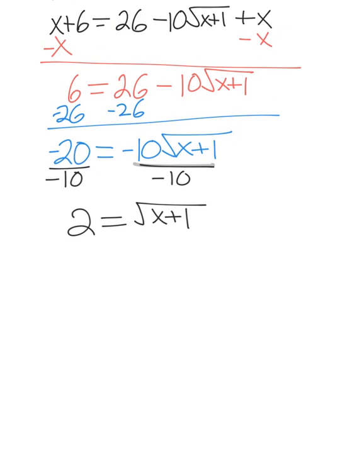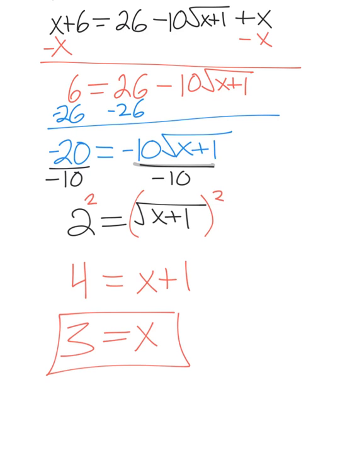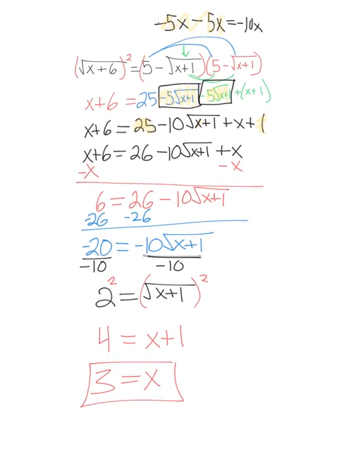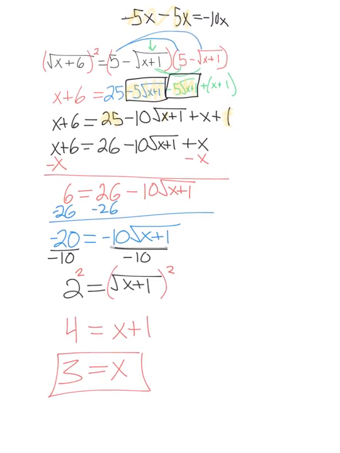Okay? So what I've done is I've just gotten the radical by itself on one side of the equation. The reason is because now what I can do is if I square both sides of the equation, I'm left with 4 equals x plus 1. I subtract 1 on both sides, I get my x equals 3. The one thing we do have to do, though, is once we get x equals 3, we have to go back to our original equation, just make sure that it makes sense.